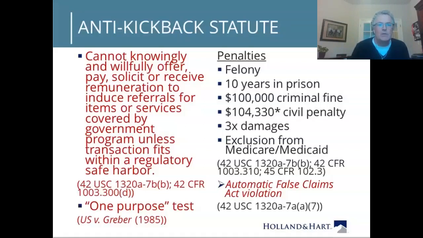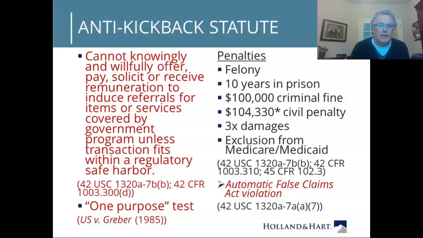But next, note that it only applies to referrals for items or services that are covered by government healthcare programs, such as Medicare or Medicaid. So if you wanted to pay kickbacks for a purely private pay business, well, it probably wouldn't violate the anti-kickback statute, at least the federal anti-kickback statute. It may violate your state laws.